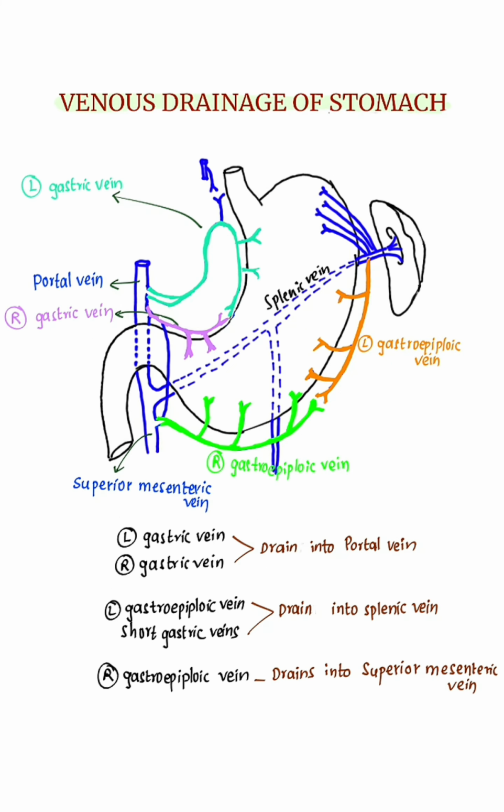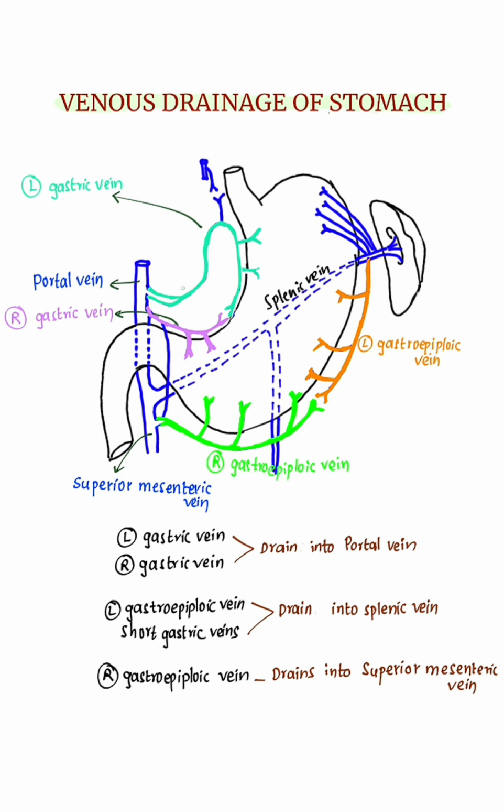Venous drainage of the stomach. The stomach is drained by the following veins: left gastric vein, right gastric vein, left gastroepiploic vein, right gastroepiploic vein, and short gastric veins.